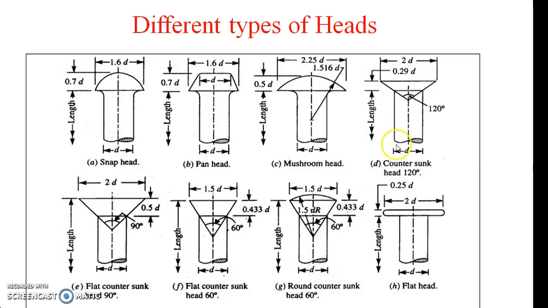Next is round countersunk head. Previously we saw three types of head where the head face, the top position, is flat. Here the top is flat, here the top is flat, and here the top is also flat. But in this round countersunk head, the top is kind of a cone. This is called round countersunk head because it is round.